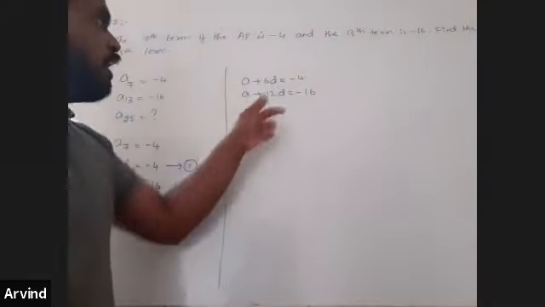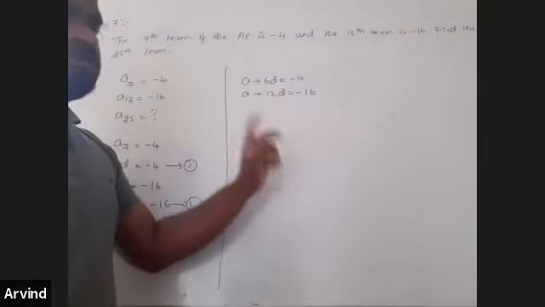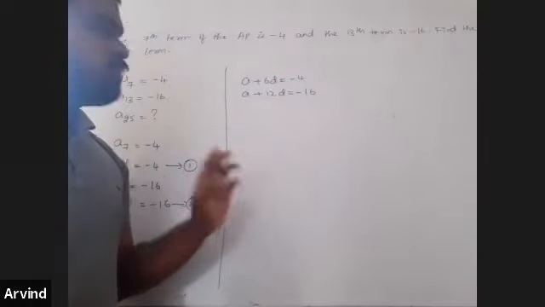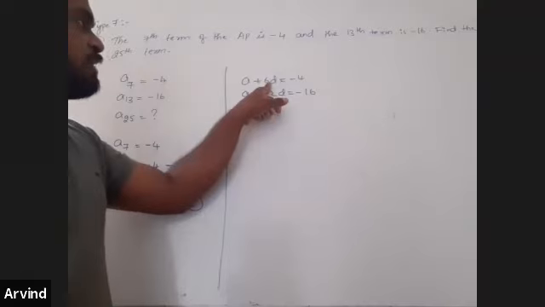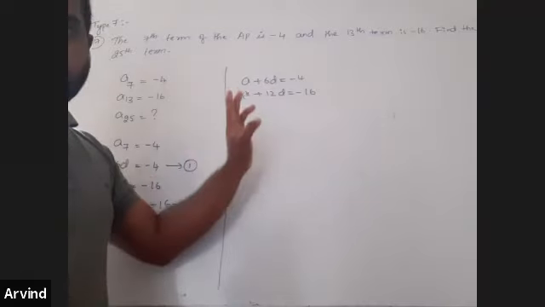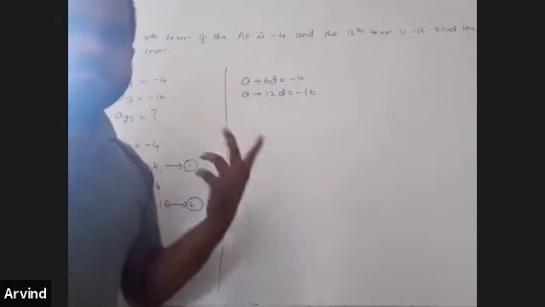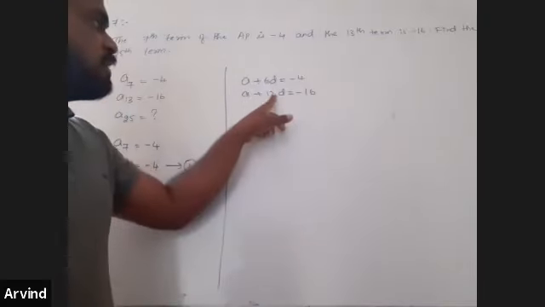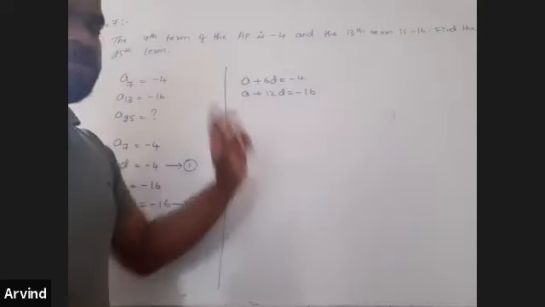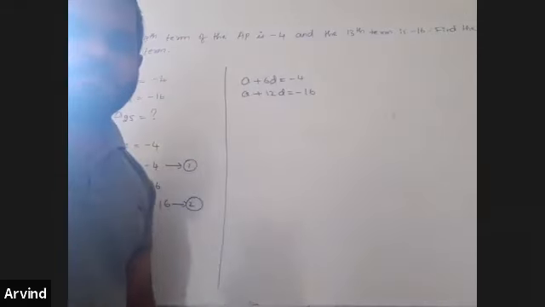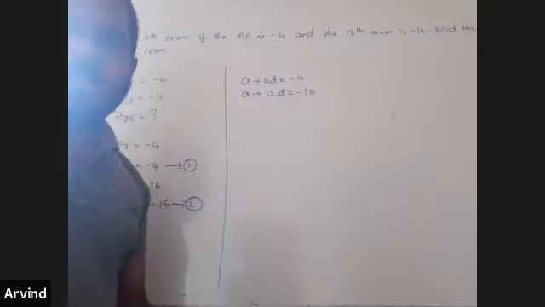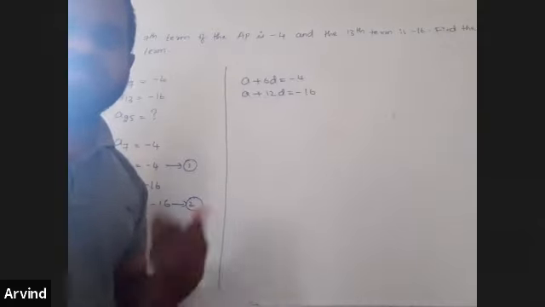For example, if you decide to eliminate D, here the coefficient of D is 6, but here it is 12. Isn't it? You cannot eliminate it. So what should you do? You have to make them same. How will you make them same? 6 and 12, take the LCM of 6 and 12. What is the LCM of 6 and 12? It is 12 itself.